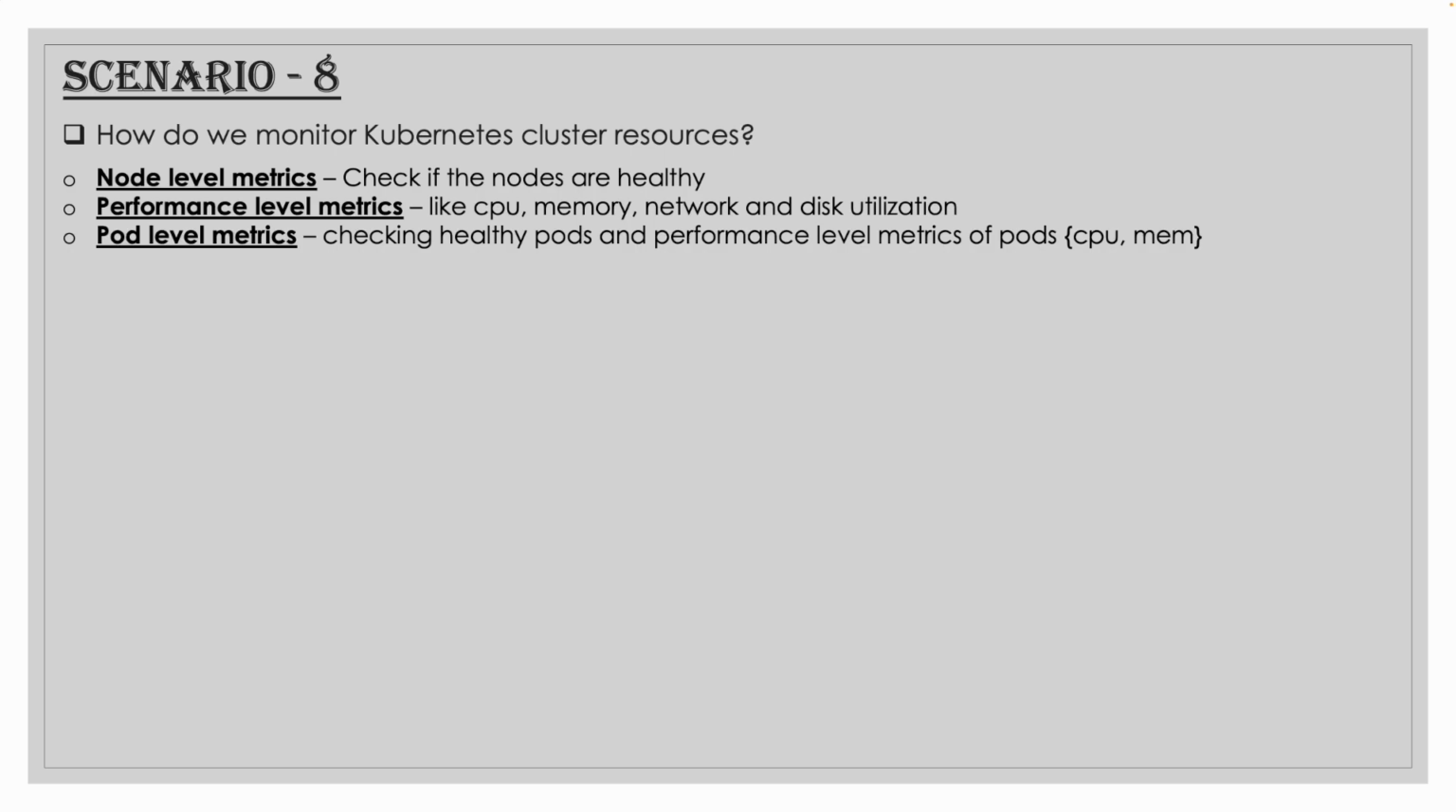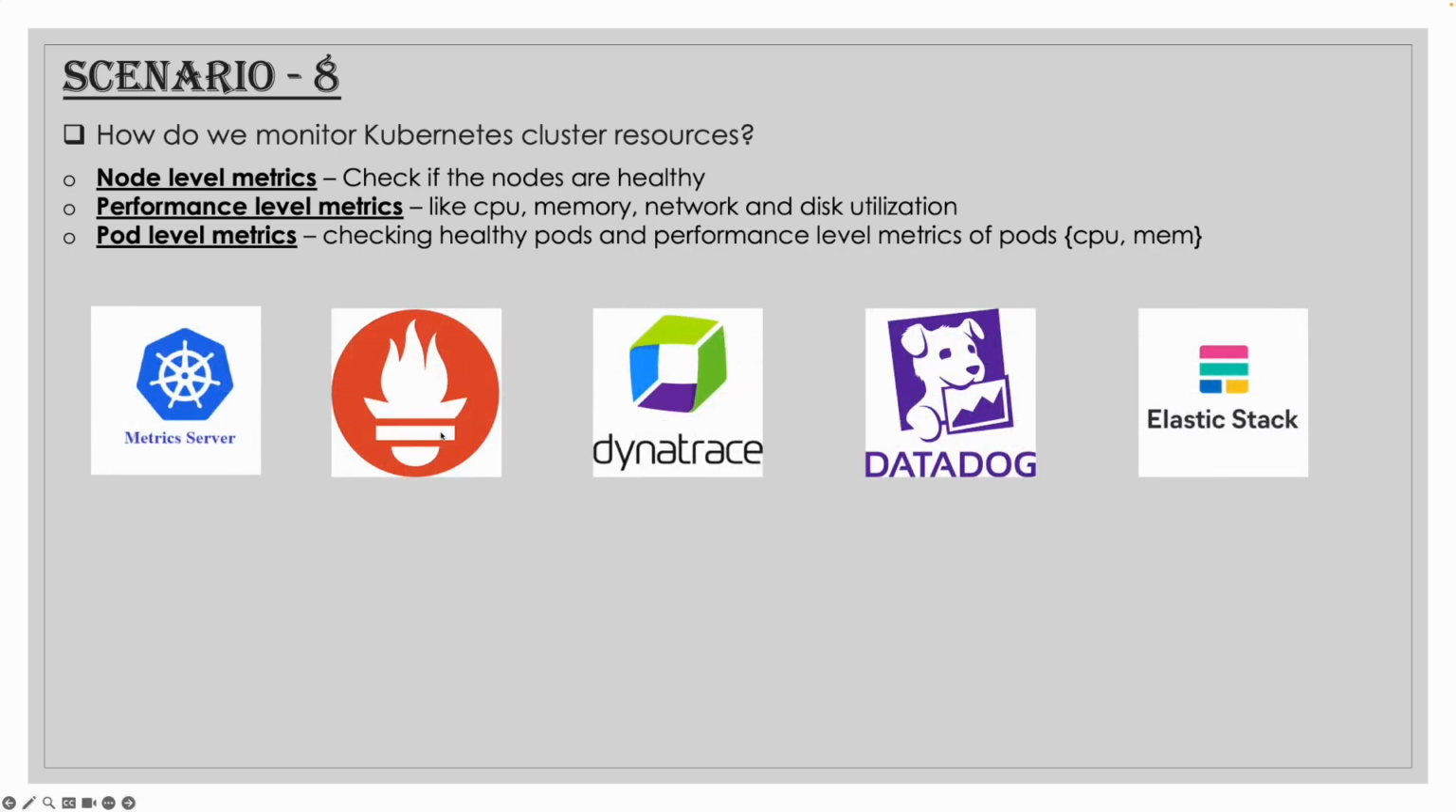Okay, so there are various tools, such as metrics server, the Kubernetes metrics server, Prometheus, which is again open source, Dynatrace, Datadog, Elastic Stack. So there are many monitoring tools available in the market. Today, the one which we will be talking about is metrics server, which comes with Kubernetes itself. All others are third-party tools.